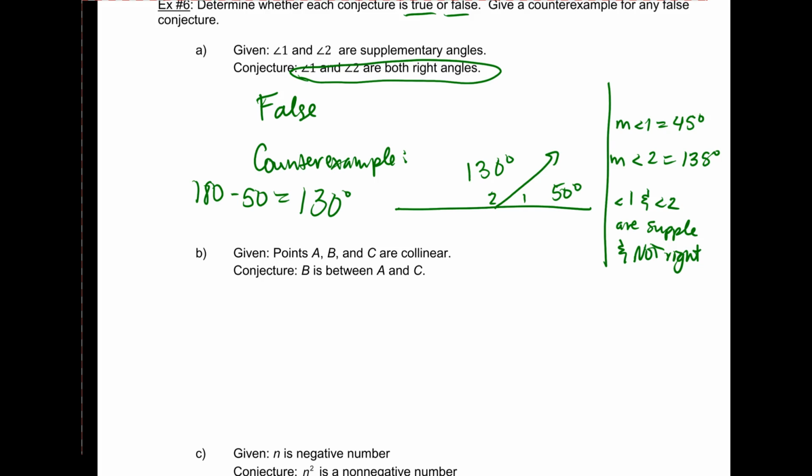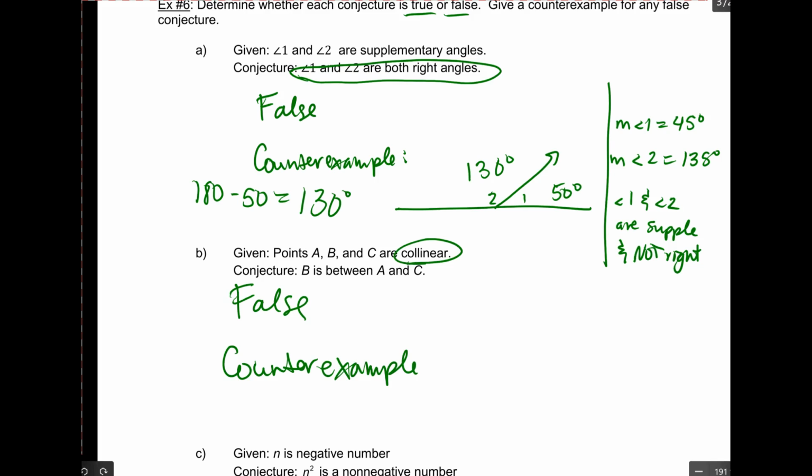Okay, B: given points A, B, and C are collinear, is it always going to be true that B is between A and C? No, we already did this one. Trick play. Why is this false? Exactly. It can be anywhere as long as it's on the same line. Collinear just means same line, doesn't mean between. So a counterexample is, here's B, A, C. Notice they're all collinear, all on the same line, but B doesn't have to be between.